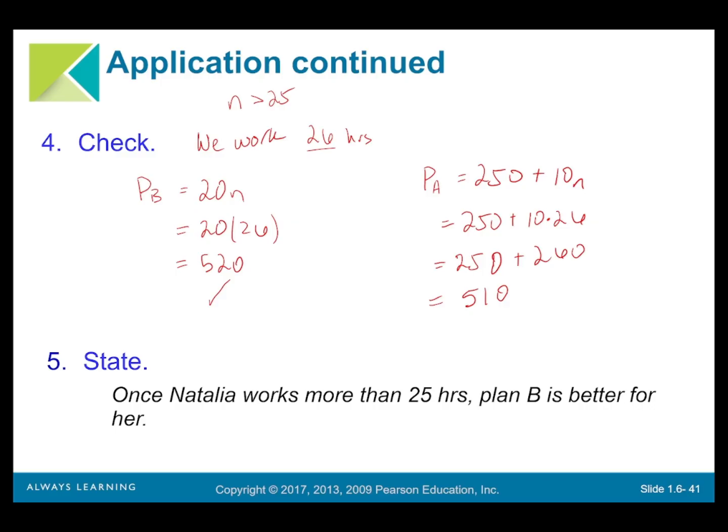So there we checked our work. Again, I just picked an arbitrary value above 25 just to see that plan B made Natalia more money. And so to state the final answer, once Natalia works more than 25 hours, plan B is better for her. And that's it.